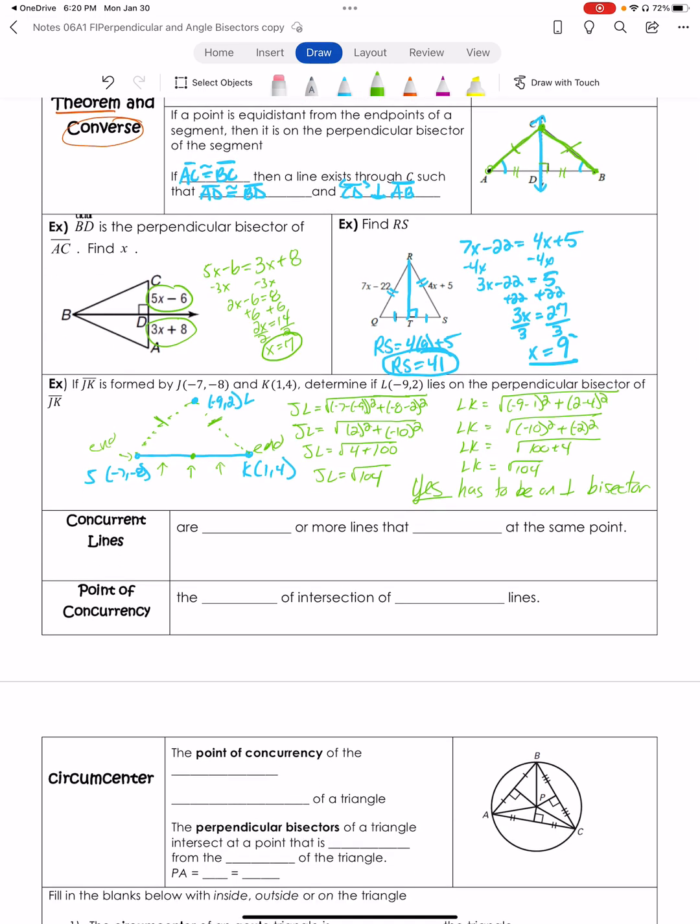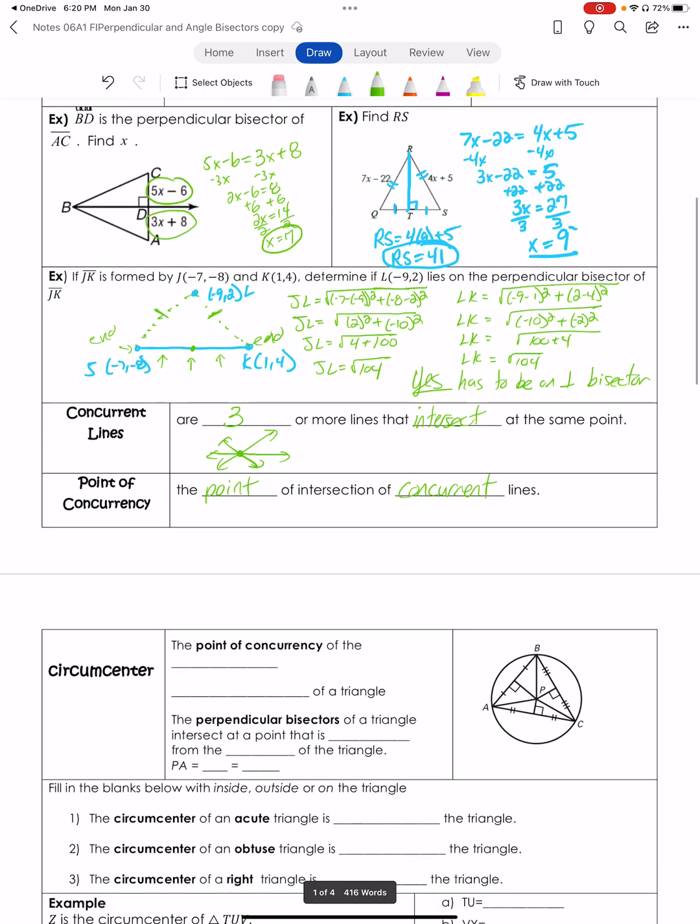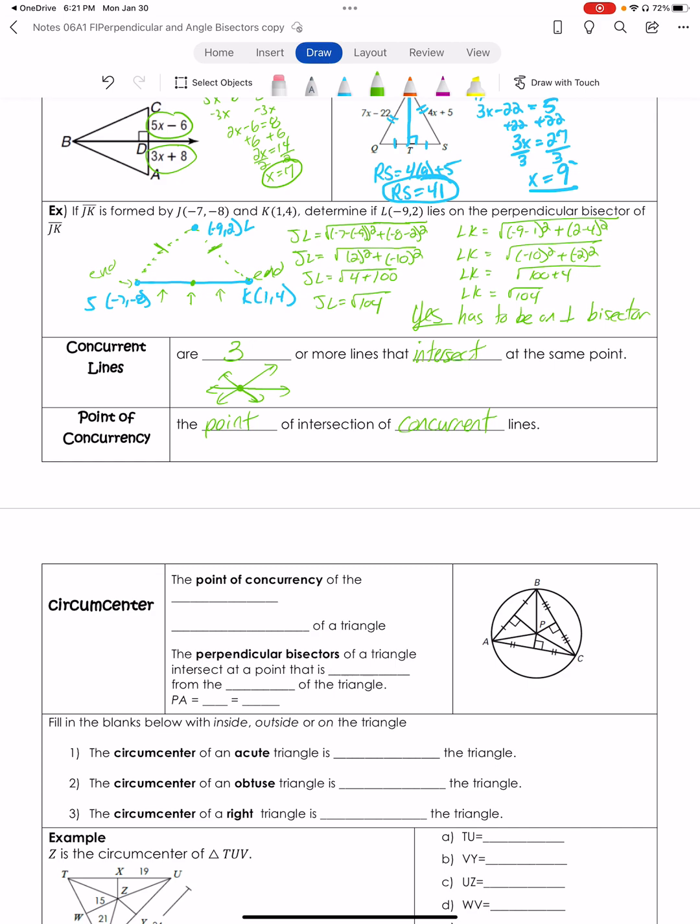Concurrent lines are 3 or more lines that intersect at the same point. Point of concurrency is the point of intersection of concurrent lines. So concurrent lines would be here, here, and here. They'd all have to intersect at one spot like that. So you have points of concurrency.